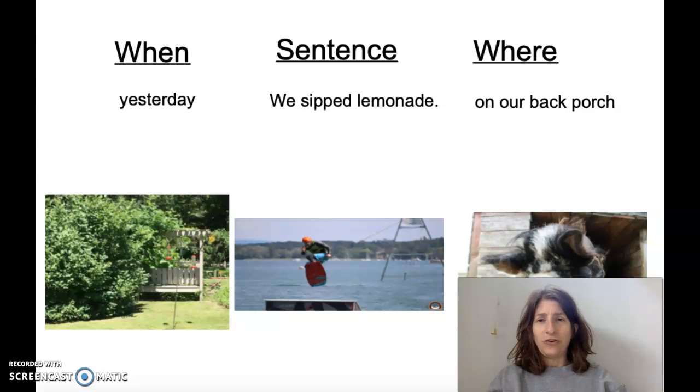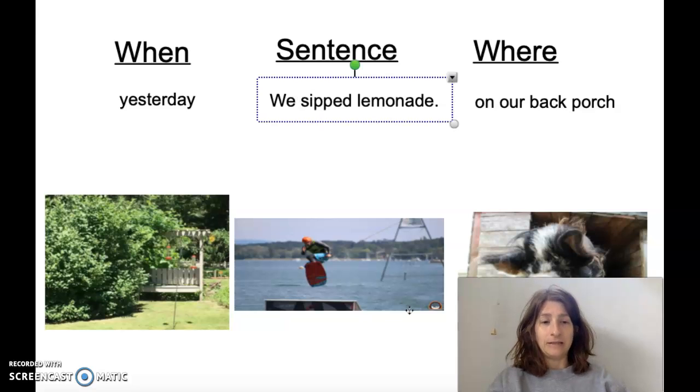When you first learn English, you usually just start with your basic sentence. You start with who it is and what they do. Let me give you an example of that. Here's a simple sentence. We sipped lemonade.